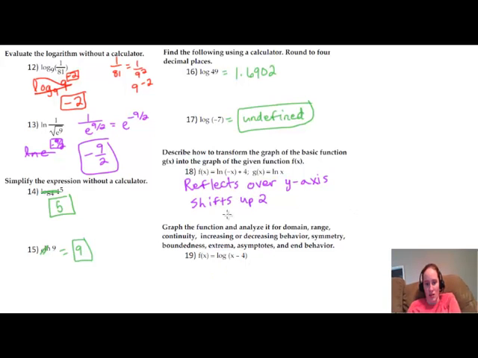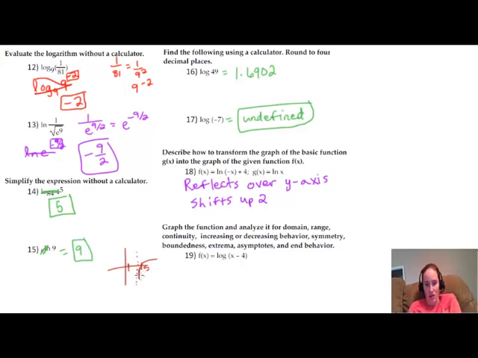Now on 19, I didn't really leave myself a lot of room to write all this stuff out, so I guess I'll just have to do my best. Graph the function, analyze it for all that stuff. Keep in mind log of x minus 4 is a logarithm shifted right 4, and so instead of having a point at 1, 0 like it normally does, that'll be 5, 0. It's where it crosses, and so that means its vertical asymptote would be at 4.